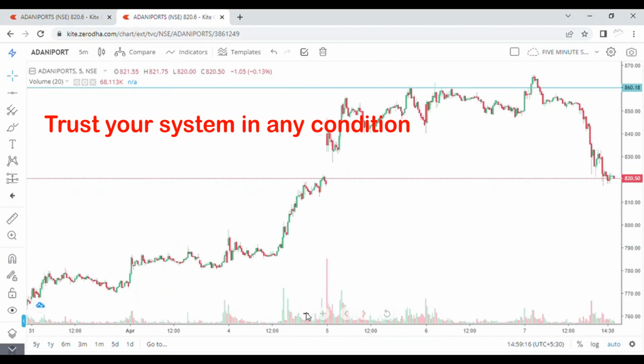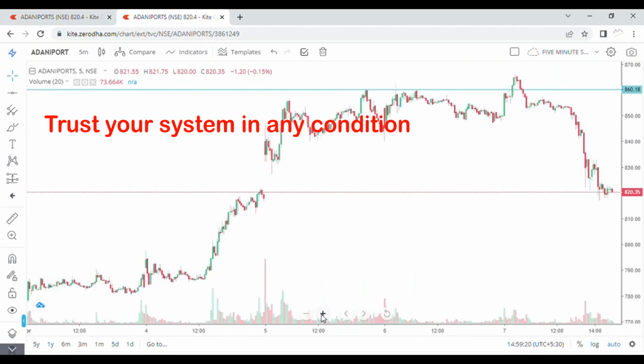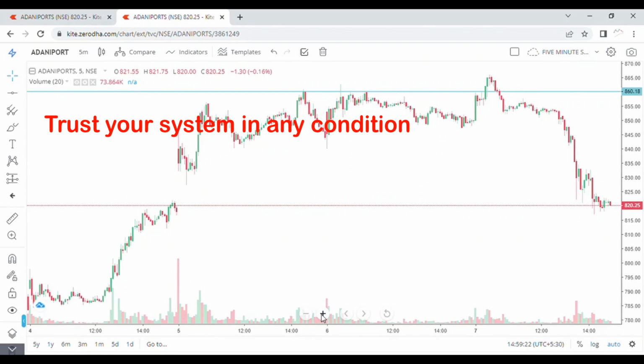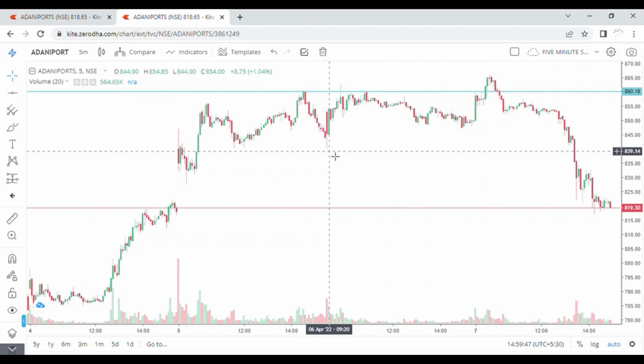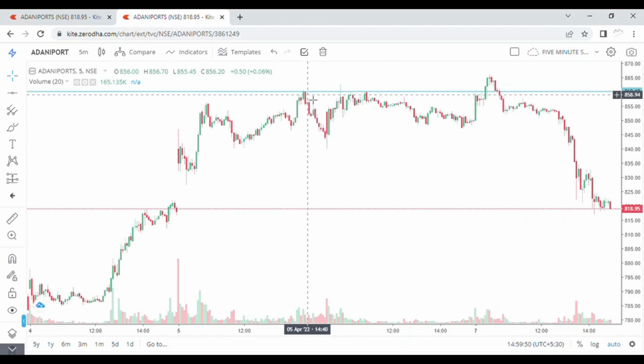The second reason is very simple, something I always look for in any stock: testing of a level multiple times by the price. The level I am talking about is 860. 860 was a crucial level where I was expecting that if the price breaks the 860 barrier, then it will go up. So this is the second reason, testing of a level by the price multiple times, and that has made that price level very weak.